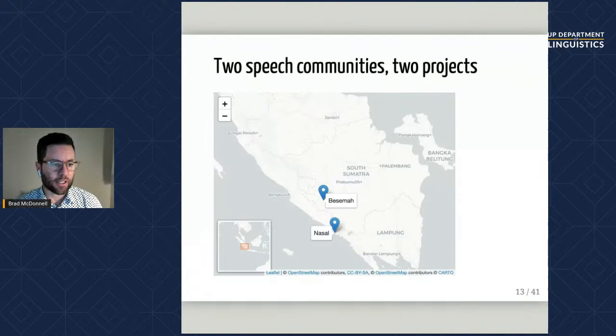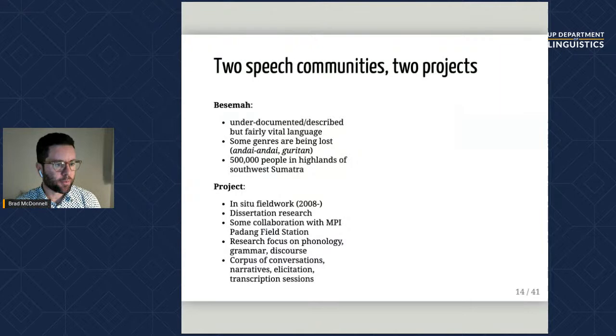The Busuma speech community is an underdocumented or underdescribed, but fairly vital language. It is losing some genres. So Andai Andai, which is a genre of fairy tales, and Guritan, which is a genre of long sung oral epics, are being lost. But it's spoken by about 500,000 people in the highlands of South Sumatra. The documentation project has been going on since 2008, where I conducted my dissertation research. I did some collaboration with the Max Planck Institute that had an Indonesian field station at the time.